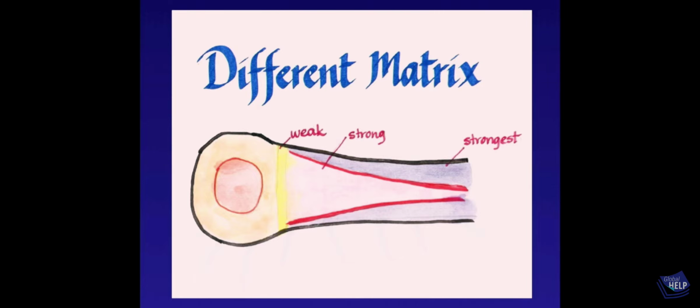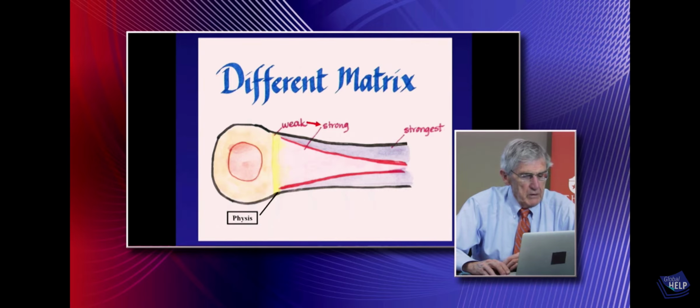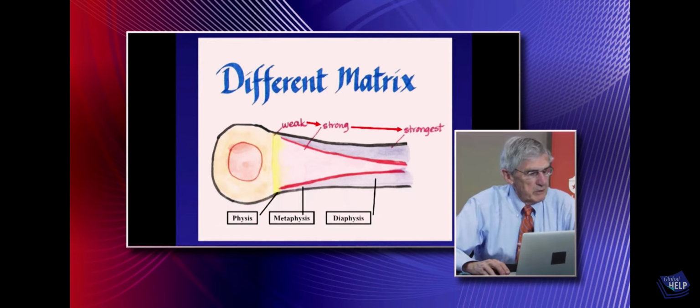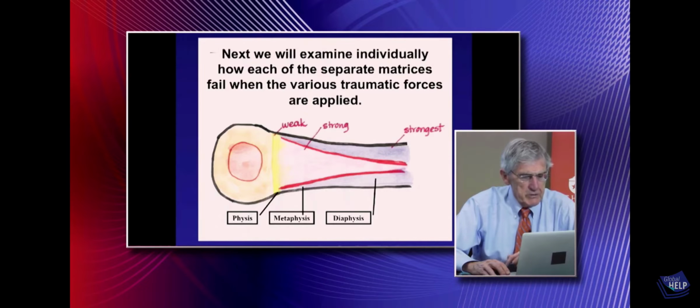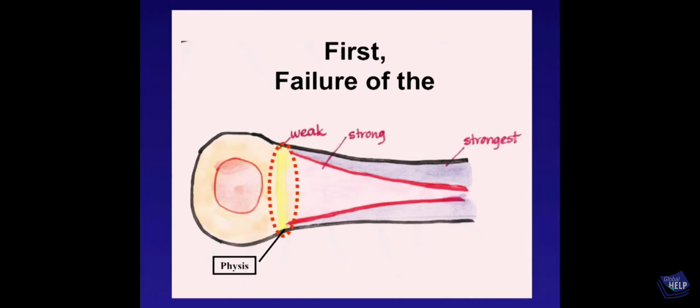So because of this we have different matrices. We have the matrix of the physis or the growth plate, the metaphysis, and the diaphysis. And these are all Greek terms. Meta means next to, and dia means in between. So, how does this structure affect the failure patterns? Well, it has unique failure patterns because of this, and we'll go through each one. We'll start with the physis, metaphysis, and the diaphysis, and learn the different failure patterns because the structure is different.